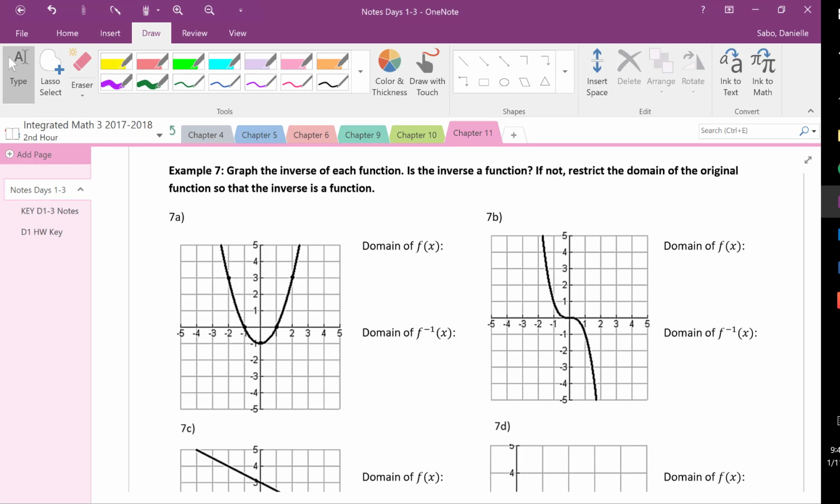It says graph the inverse of the function. So let's graph it. I'm going to pick some points. Here they are. I kind of already graphed them for you. Some of you might be able to do that without listing them out, but we're going to write them all out just for the sake of the notes. I have (-1, 0), (0, -1), and (1, 0).